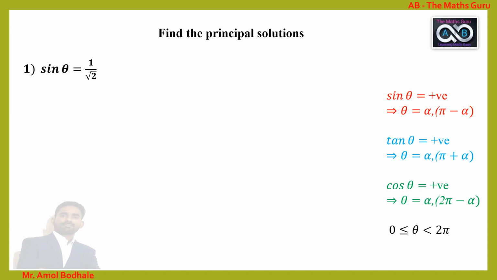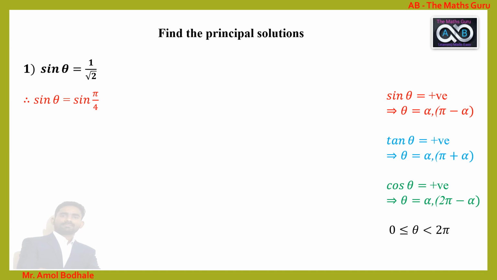Let's see the first example. Sin theta equals 1 by root 2. So here we know sine of pi by 4 is 1 by root 2. The given value of sine is positive, so now we can use this trick.